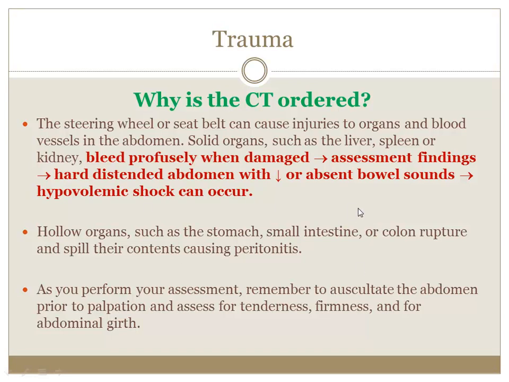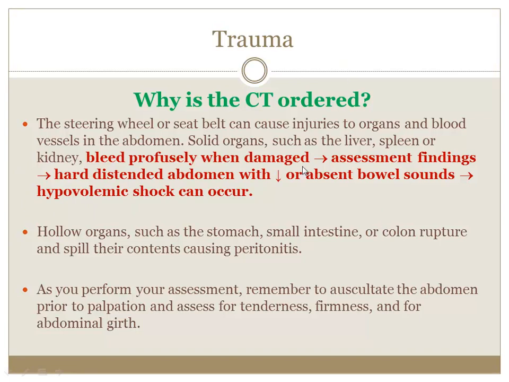Assessment findings that would indicate bleeding in the abdominal space would be a hard distended abdomen, bowel sounds diminished or absent, and of course the individual can show signs and symptoms of hypovolemia, which in the initial state would be a rapid heart rate and cool extremities, with pulses difficult to palpate on the extremity, which is why we use the carotid pulse.